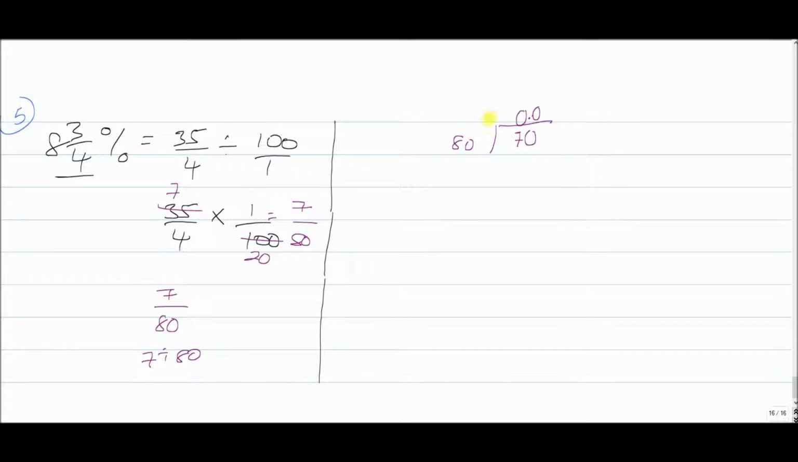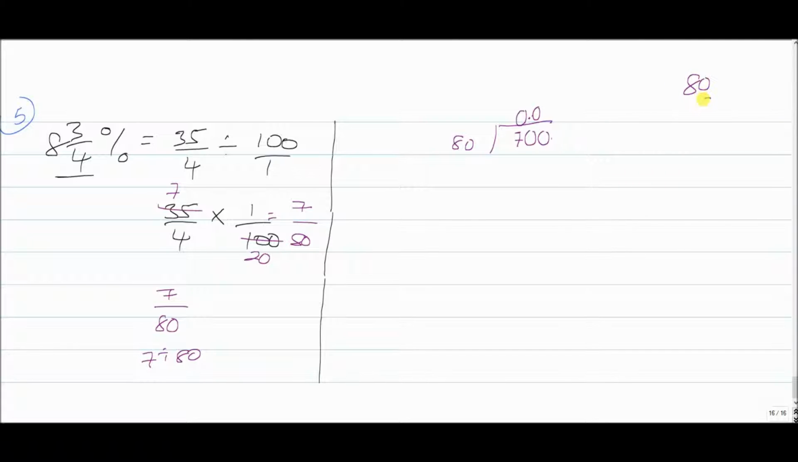And 80 into 70 still can't go, so we'll add a 0 here. Alright, now we get to 700. 80 can go into 700. How many times could 80 go into 700? Well, we'll estimate. We have 700 here, and 80 can go into 100 at least one time. So we know that it should be able to go in there at least 7 times.